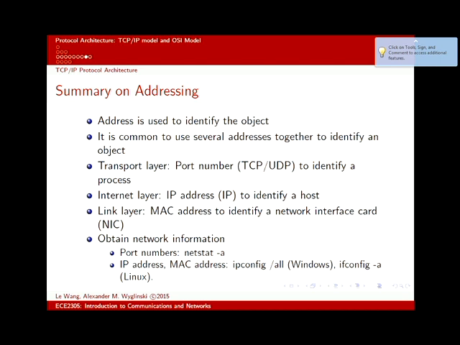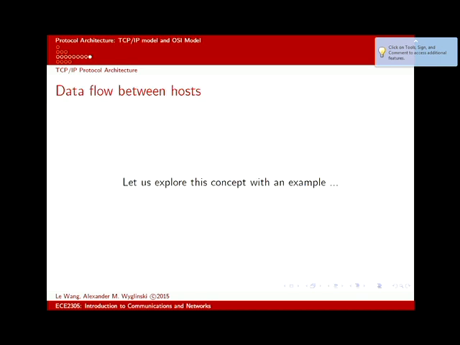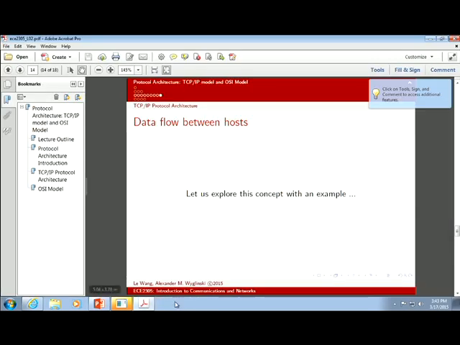Okay, and then there's a variety of different addresses. So let me jump into, like, you know, the data flow. Like, you know, how does this work in a TCP/IP environment?